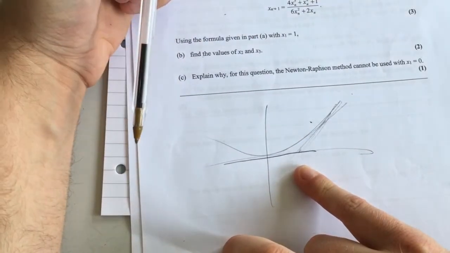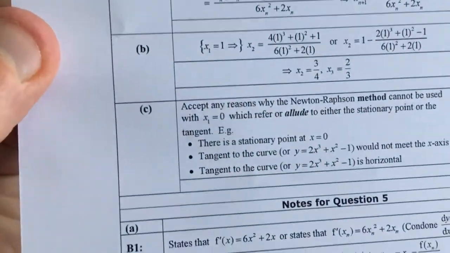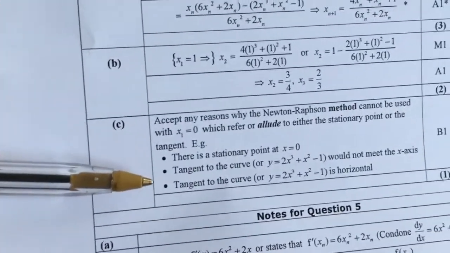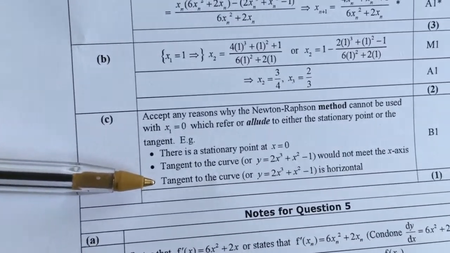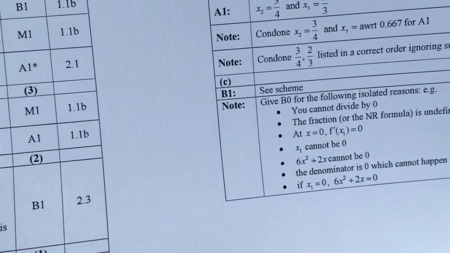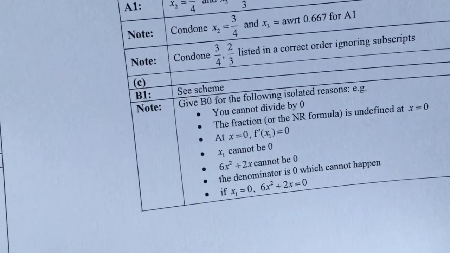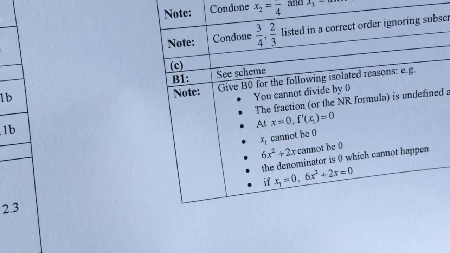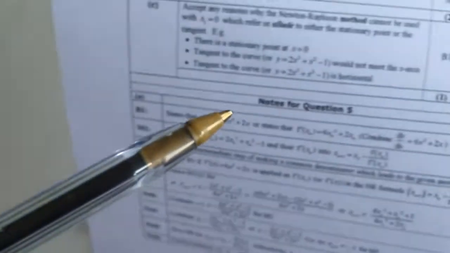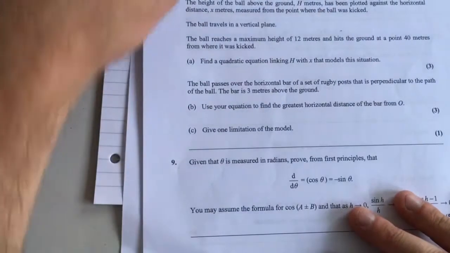So for answers they would accept, you've got the mark scheme here. There is a stationary point, the tangent would not meet the x-axis, or the tangent is horizontal. Stuff you're not allowed: can't divide by 0, fraction is undefined at x is 0, and so on. So nothing to do with the denominator being 0, it's actually asking you about the Newton-Raphson method and how it's calculated. Cool. Right, next up.